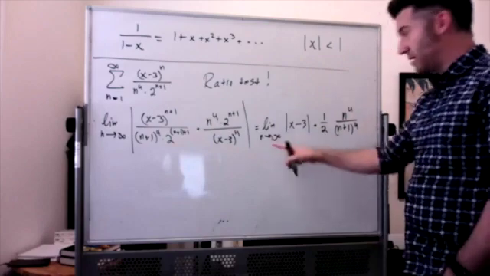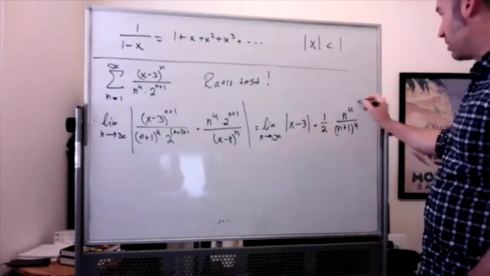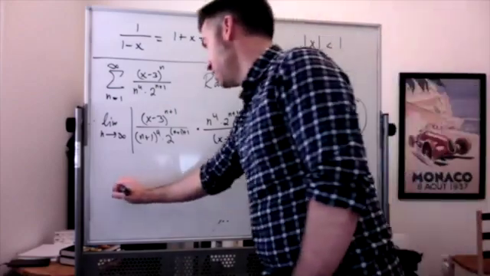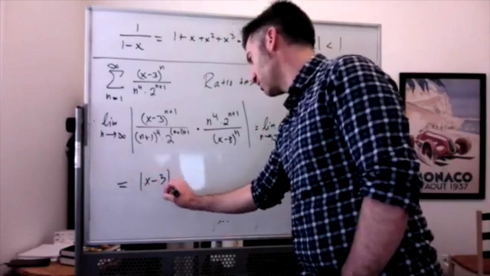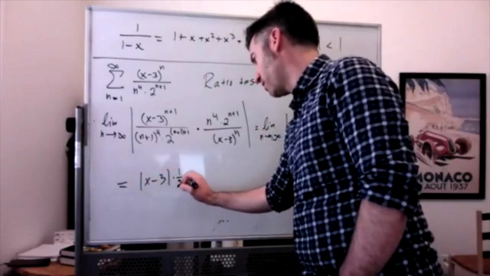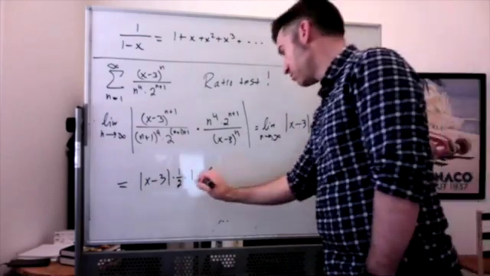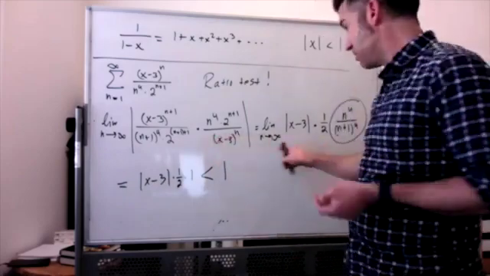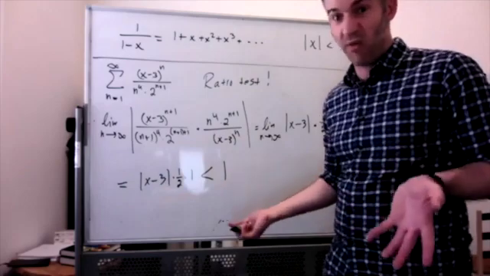Okay, as n goes to infinity, this doesn't care, this doesn't care, and the limit of this is 1. So this is equal to the absolute value of x minus 3 times 1/2 times 1. And now we know for convergence that that limit has to be less than 1. So now we're going to solve for x.